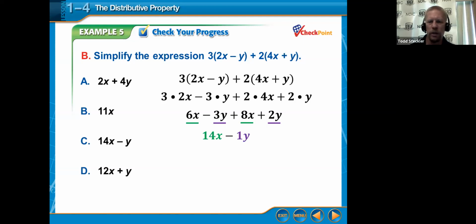The two terms underlined in purple, minus 3y and 2y, combine to make minus 1y. Notice that we don't have to put the coefficient of 1 in front of the y. When it's a 1, we always assume it to be a 1, so we don't have to put it. So that usually is simplified to be 14x minus y, and that is letter C.